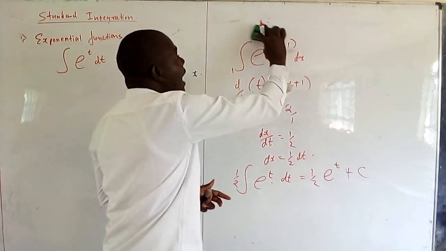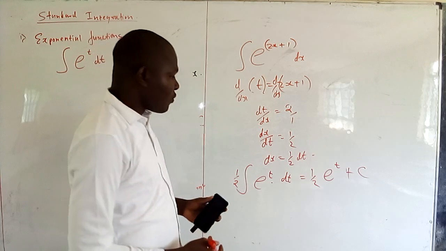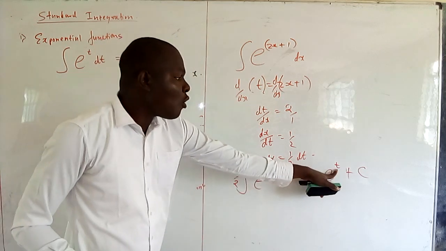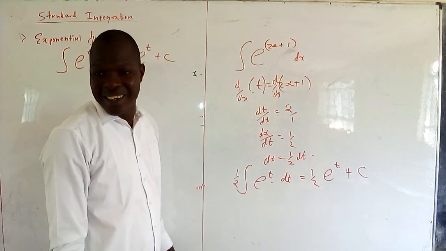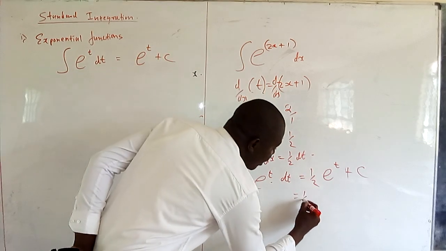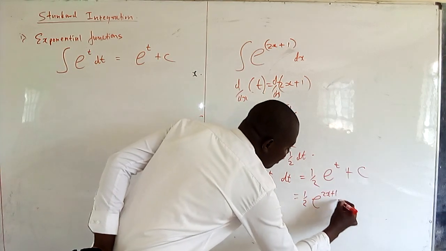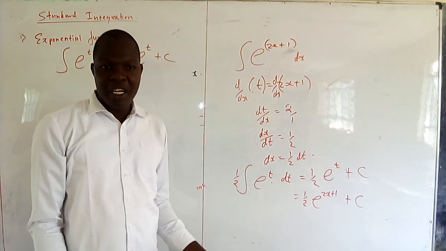That is the case when you have the integration limits, isn't it? So from here, you now go back to the original. Where there is t, you put the value of t, isn't it? What was t? t was 2x plus 1. So here we have a half exponential 2x plus 1. Then you have an arbitrary integration constant because we don't have limits, isn't it?